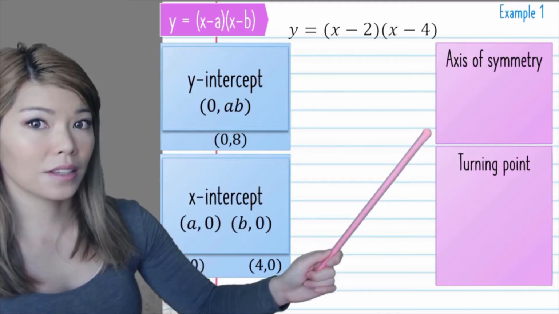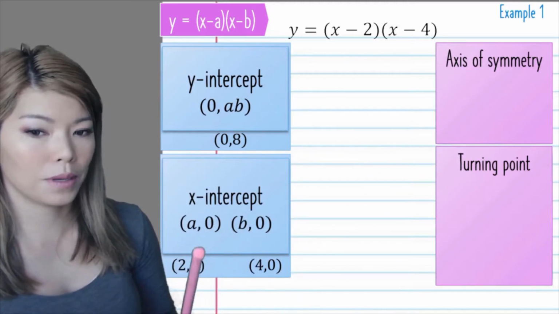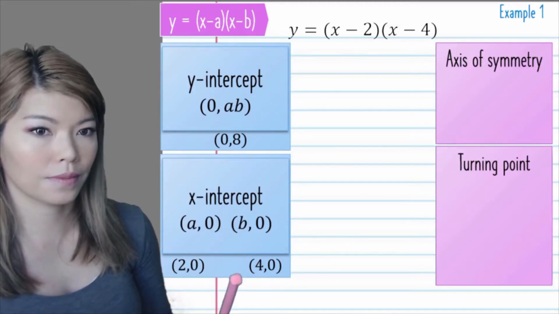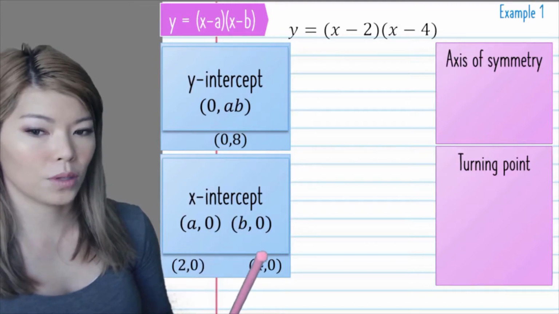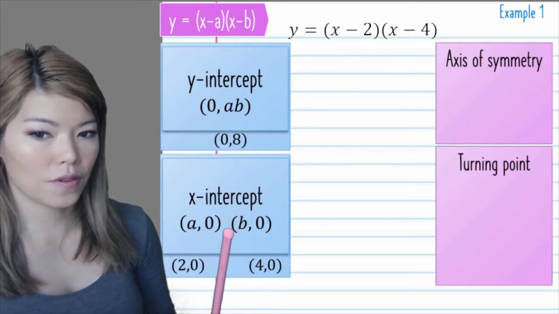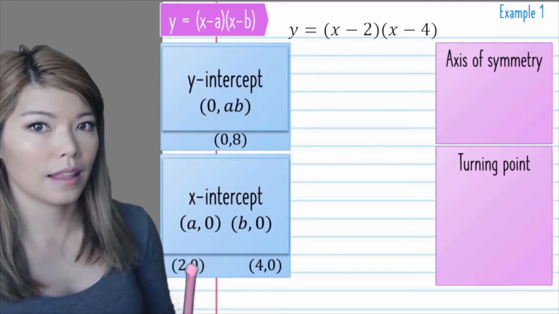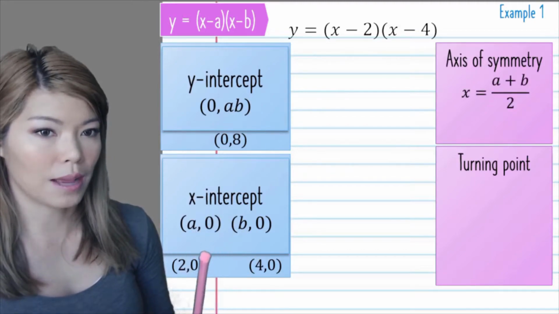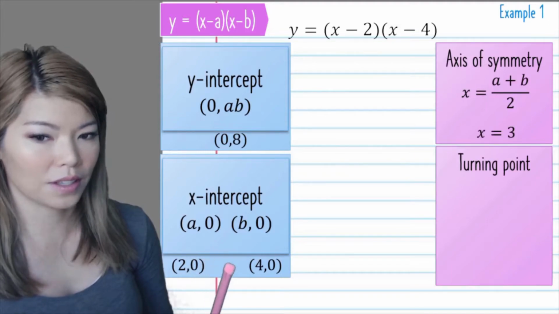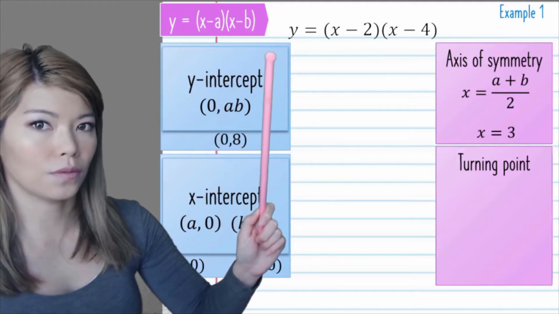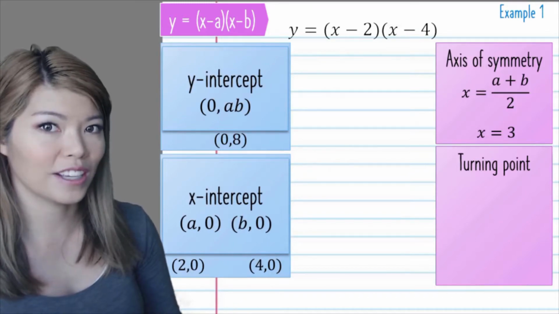For the axis of symmetry, we know that it happens in between these two values. So how do we work out in between 2 and 4? We know that it's 3. But how can we use a and b to work that out? That would be the average of the two. So a plus b divided by 2, which gives us 3. 2 plus 4 is 6. 6 divided by 2 is 3.